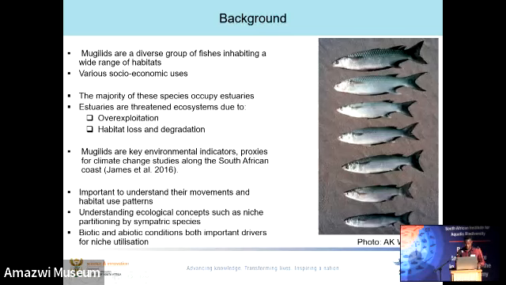these fishes. And also, because of the multi-species approach that we're taking, it's also an opportunity for us to study how ecological concepts such as niche partitioning, as we shall see for these three species that we're working with, and also understand the drivers behind that partitioning.